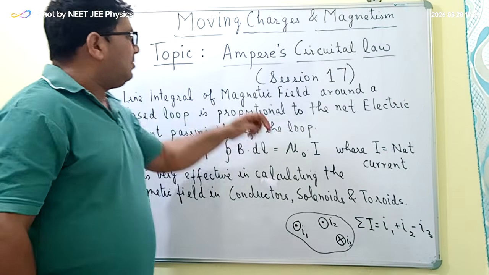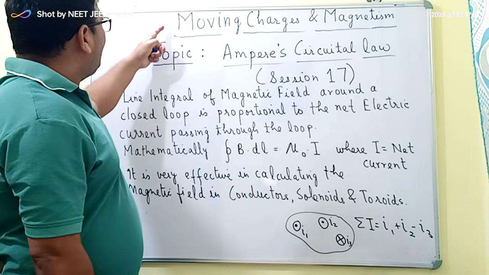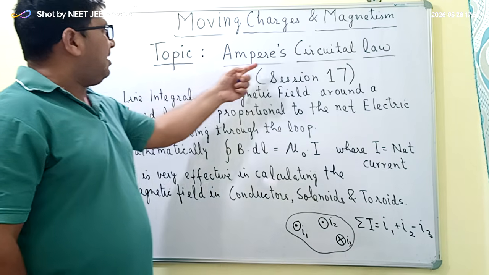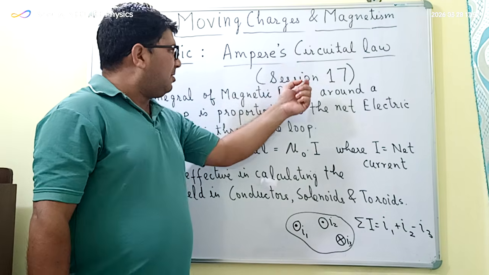Good evening and welcome to this session number 17 from the chapter of moving charges and magnetism. The topic is the Ampere's circuital law.